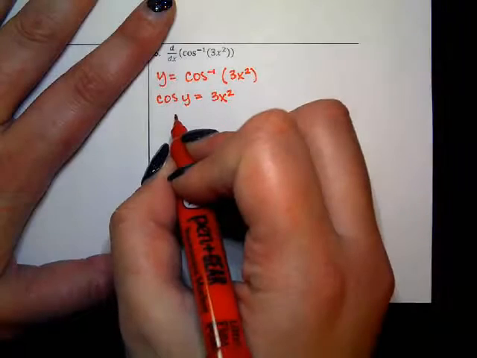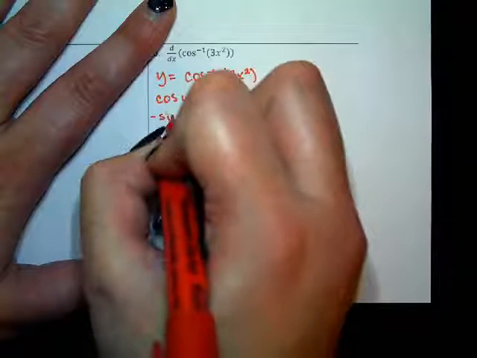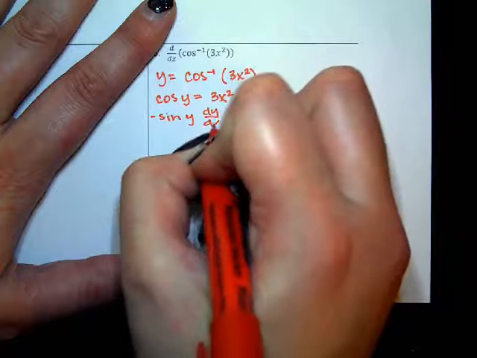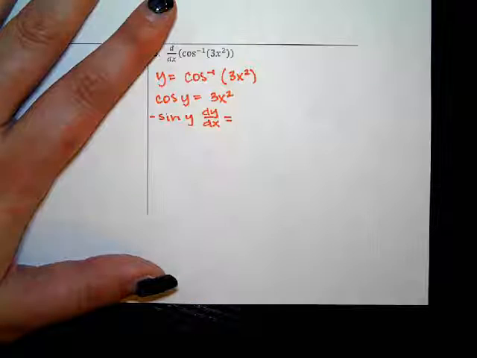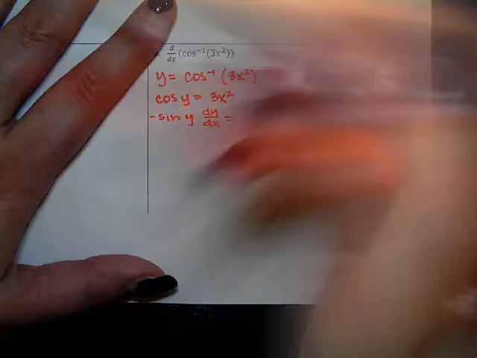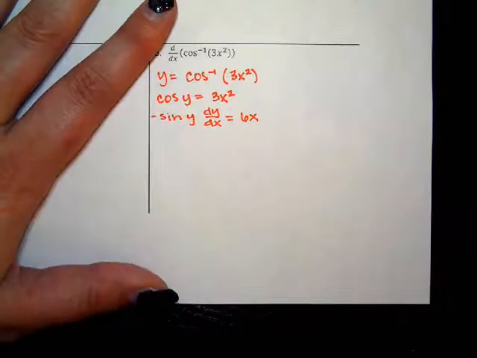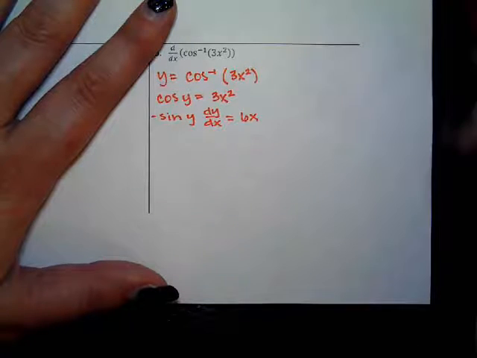What's the derivative of cos y? And then what's the derivative of the right side? Okay. And then what should we be doing at the same time?